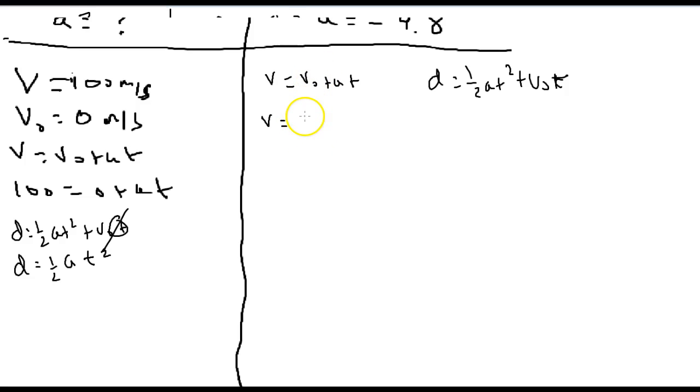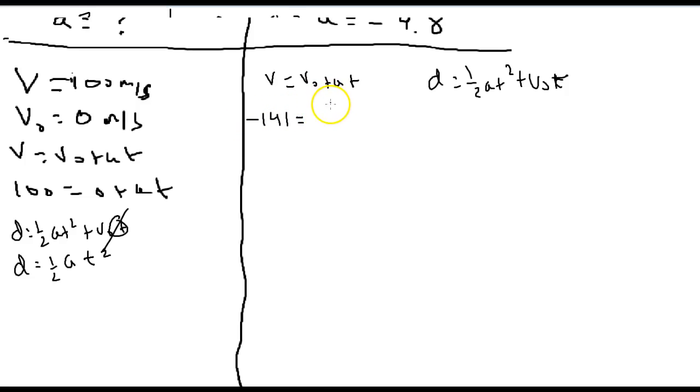V naught, what's the initial velocity for this stretch? That would be 141. Oh, wait, that's the final velocity. So then it would be 141 equals, and then we don't know the V naught. Okay, hold on. It's going to be negative 141 because it's going down.